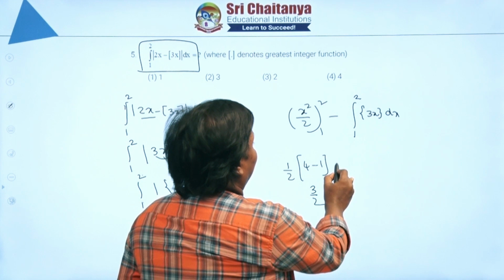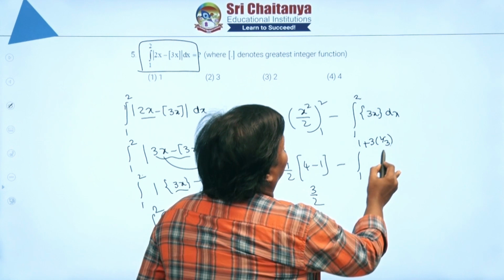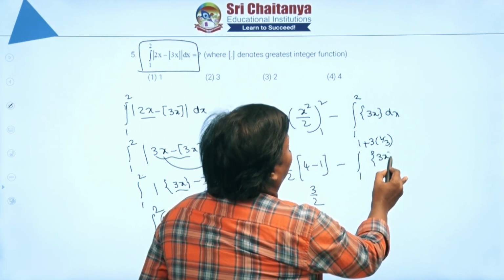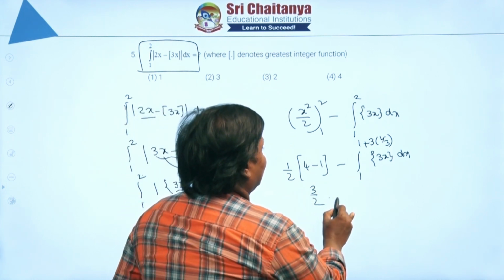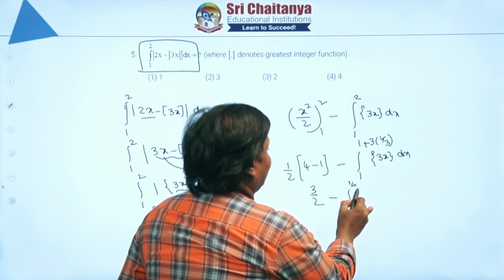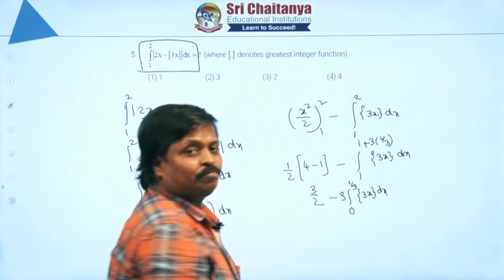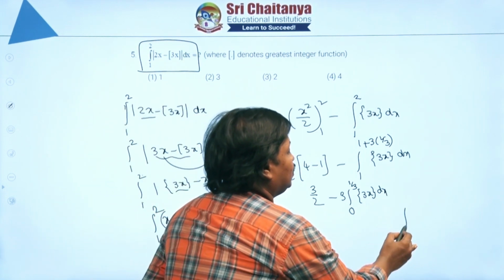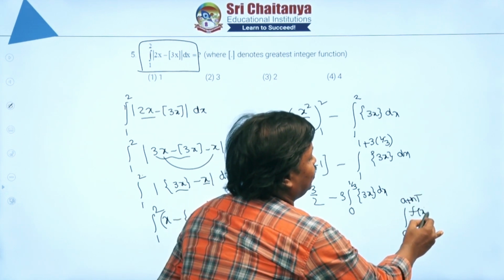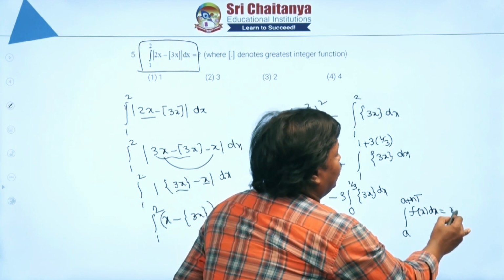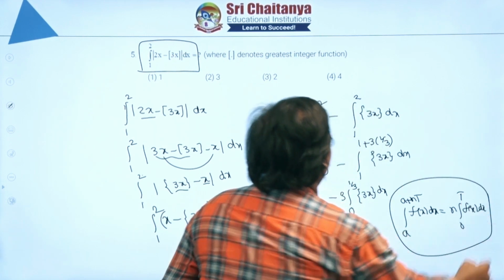And when you come to here, this I can write as the integral from 1 to 1 plus 3 times 1 by 3 of the fractional part of 3x. So this is a periodic function. This you can write as 3 times the integral from 0 to 1 by 3 of the fractional part of 3x. The periodic function property is that the integral from a to a plus nT of f(x) dx can be written as n times the integral from 0 to T of f(x) dx. So this is the property I used here.